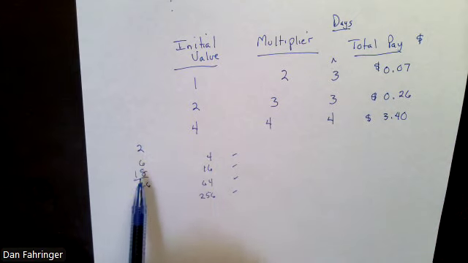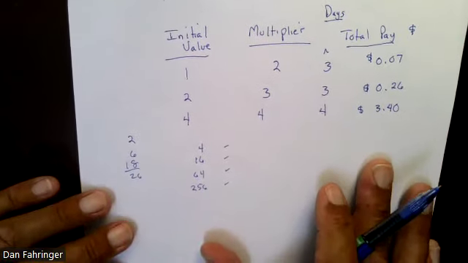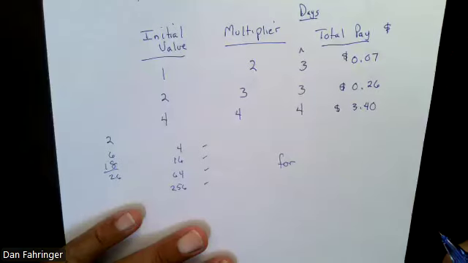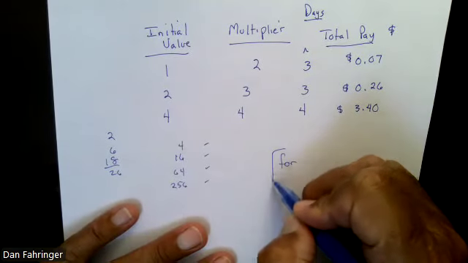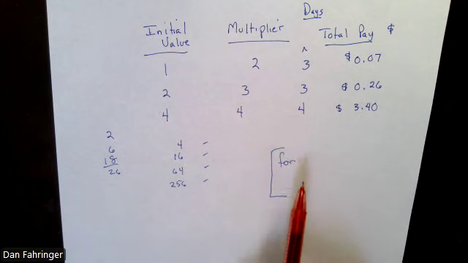I had a loop for 3 times. I have a loop for 4 times, and so on. So the first thing I'm going to do is use a for loop to figure this out. This is what you're going to be doing in your group. The for loop is going to go from 1 to the number of days. You're going to have an initial value, multiply it, and print it out. Good. That's a for loop.